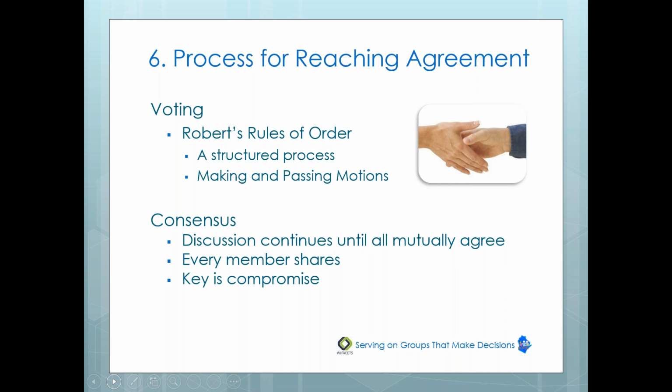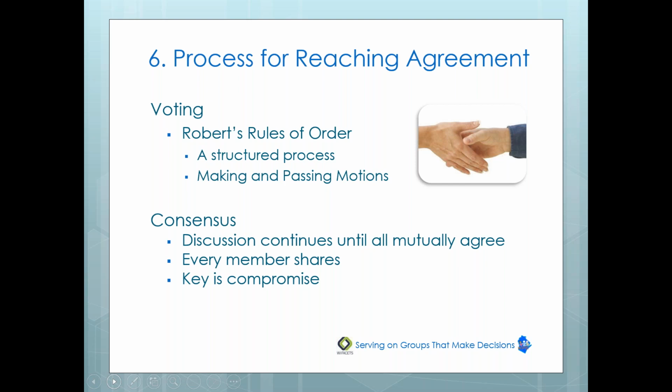And abstain just means that you don't feel like you can vote either yes or no for whatever reason. It could be that you have a conflict of interest. It could be that you don't understand all the information, or you just simply don't want to vote. And then the motion will pass if a majority of the members voted yes.